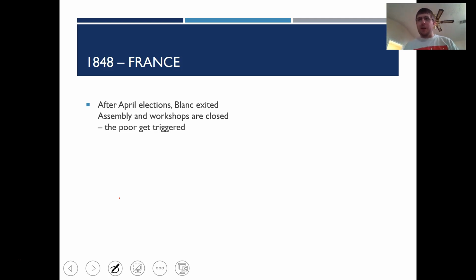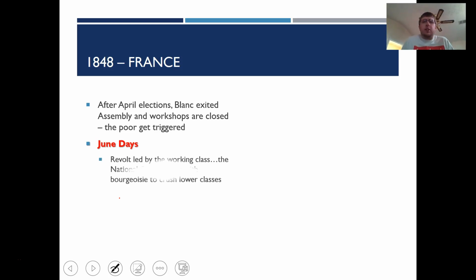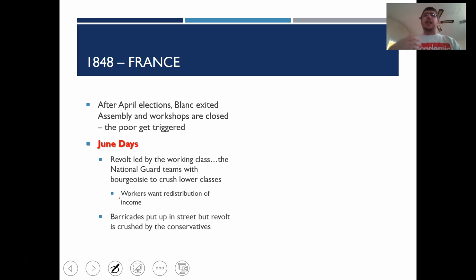So the poor get triggered when they see their guy, Blanc, and others sent out of the assembly and the workshops are closed. So we get to June of that year. This is called the June Days, and this is a revolt led by the working class across Paris and across other major French cities, but mostly Paris. And the National Guard teams with the bourgeoisie to crush the lower classes. Now, the workers are wanting, again, redistribution of income, national workshops. They had no political voice, and the bourgeoisie and the military come together to really crush that idea.